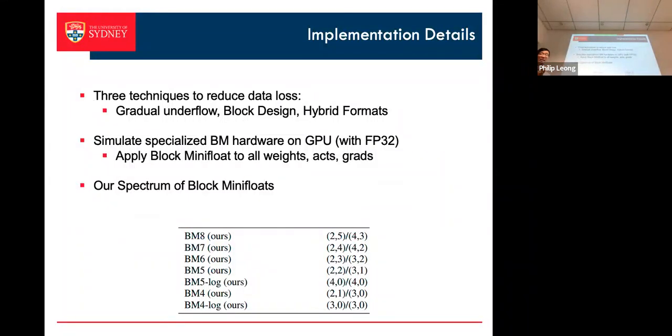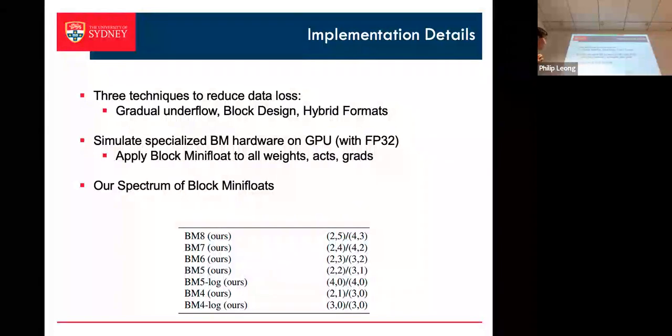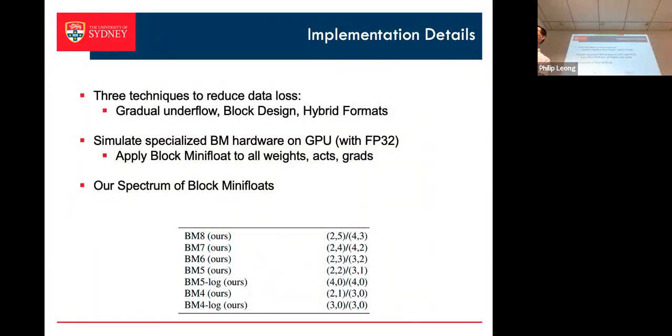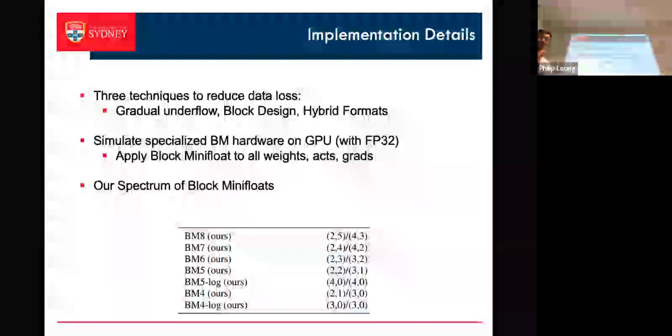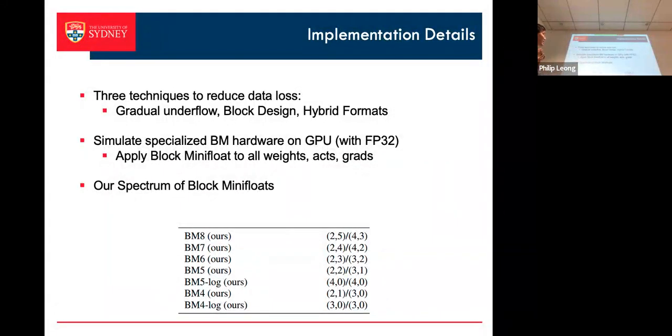So we use three techniques to reduce data loss. The floating point number system that we use supports gradual underflow. We use blocks, so block Minifloats rather than Minifloats. And we actually use hybrid formats, so we use a different format for the feed forward path than for the back propagation path.